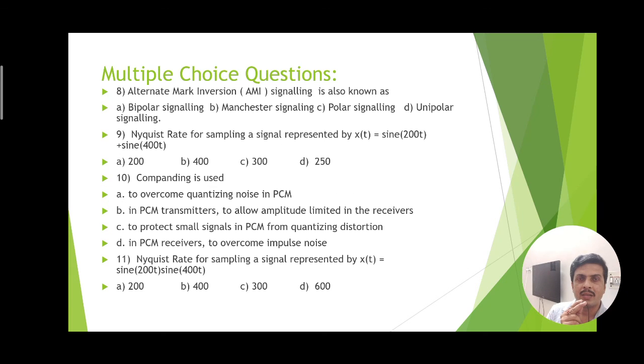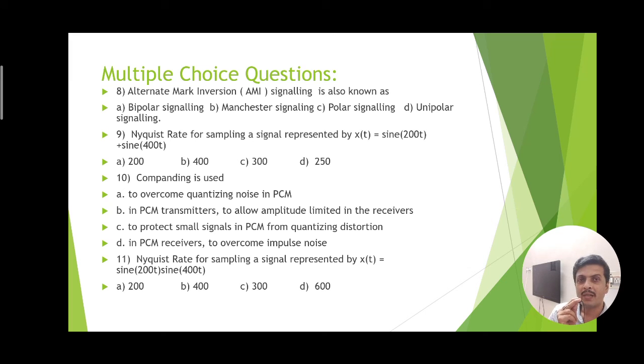In the next slide, there are some more questions. Alternate mark inversion signaling is also known as bipolar signaling, Manchester signaling, polar signaling, or unipolar signaling. It must be bipolar return to zero signaling, because in alternate mark inversion, we have already seen it is a half bit duration positive pulse and half bit duration negative pulse for alternate appearances of logic 1.